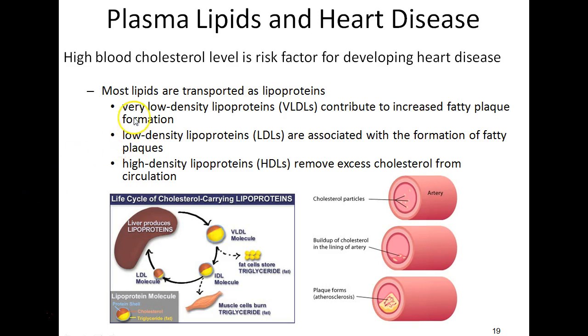We have VLDLs, very low density lipoproteins, and these are going to cause an increase in fatty plaque formation. The next type are LDLs, the low-density lipoproteins, and these are going to be associated with the formation of fatty plaques. And then HDLs, or high-density lipoproteins, are going to remove excess cholesterol from circulation.